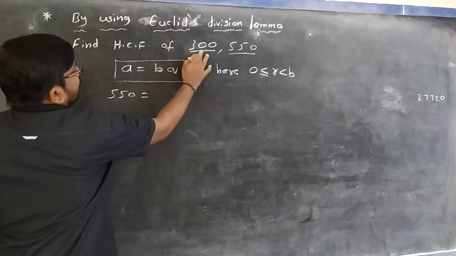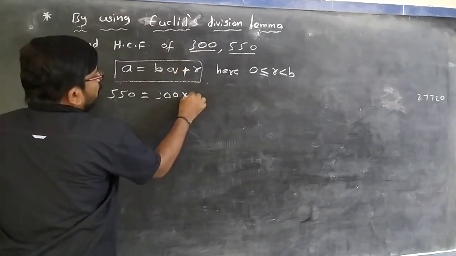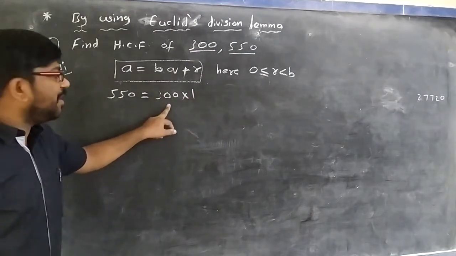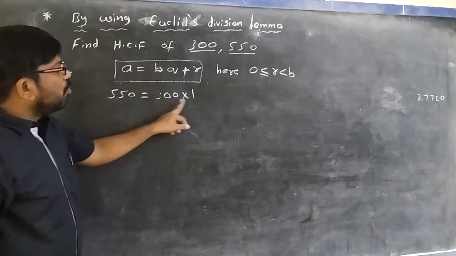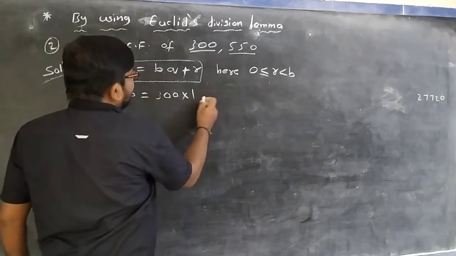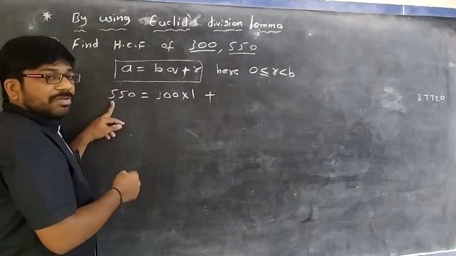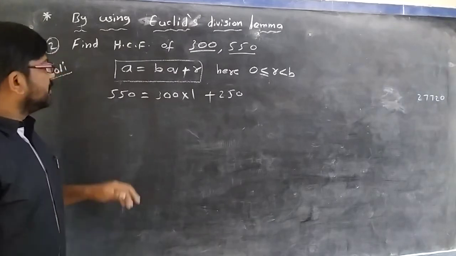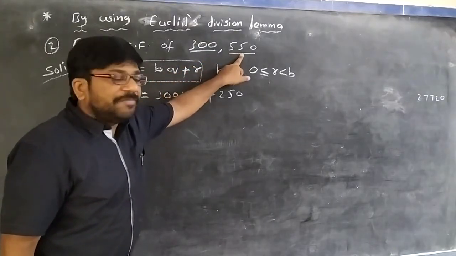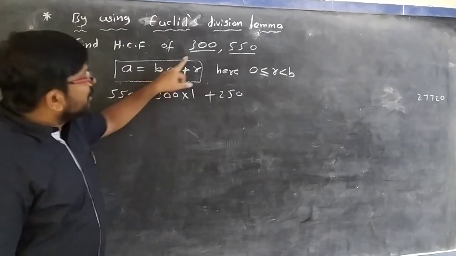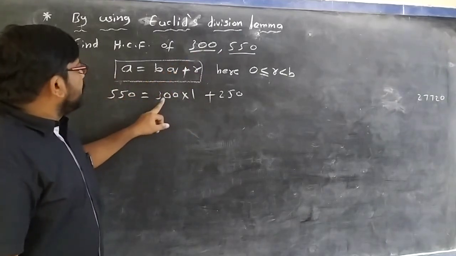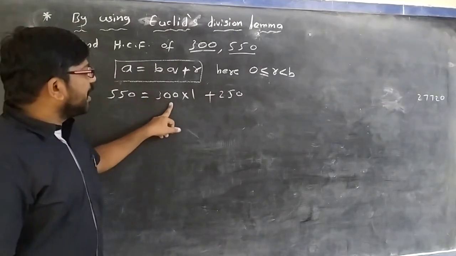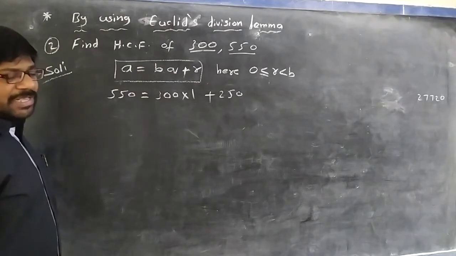So 550 can be written as 300 into 1. Suppose you take 2 here, 300 twos are 600, it is heavier than 550. So only 1. 300 into 1, 300 plus, what is the remaining? 550 minus 300, 250, right? See, 550 can be written as 300 into 1, 300 plus 250, total 550. So 550 can be written as 300 into 1 plus 250, right? This is the first step.